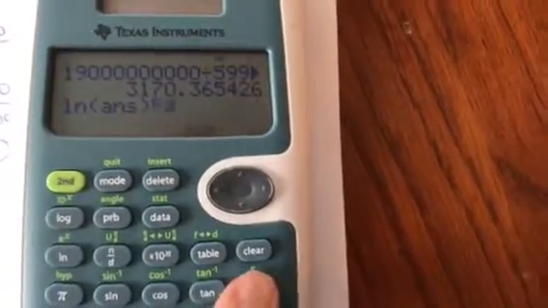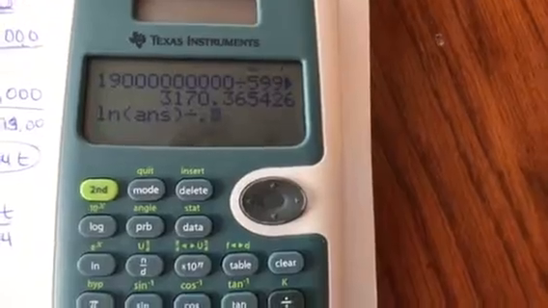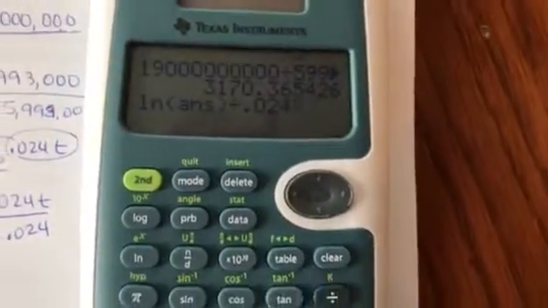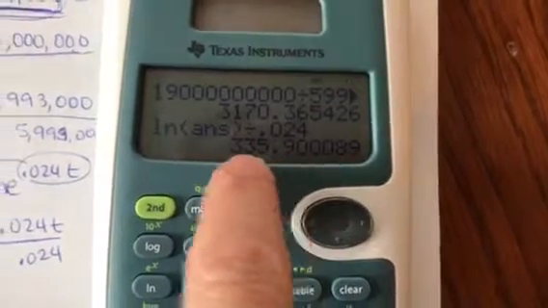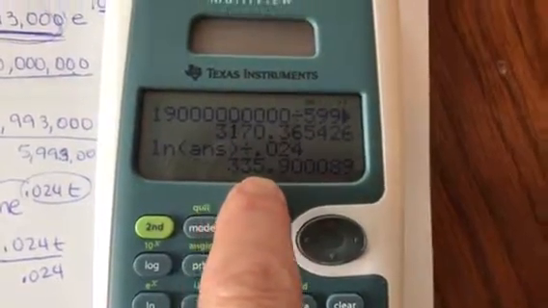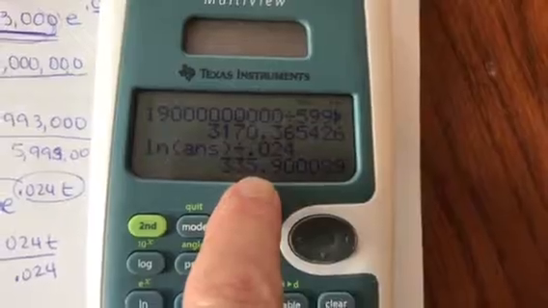And then I'm going to divide it by, what was it, 0.024. So that should be my answer right there. And I think it said to round it to the nearest integer, so it would be 336 years. And that should do it.